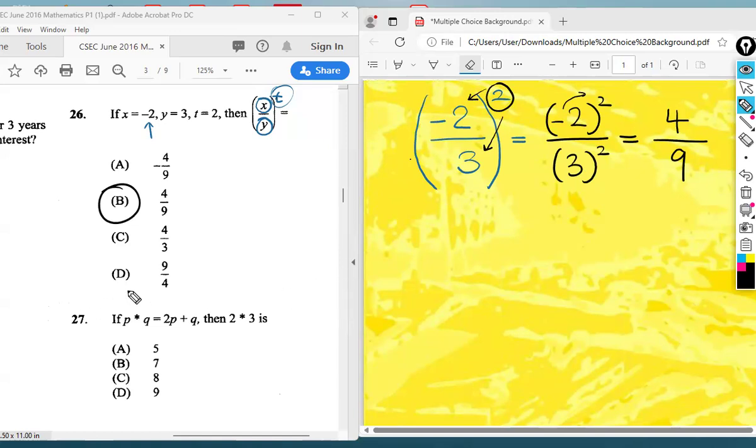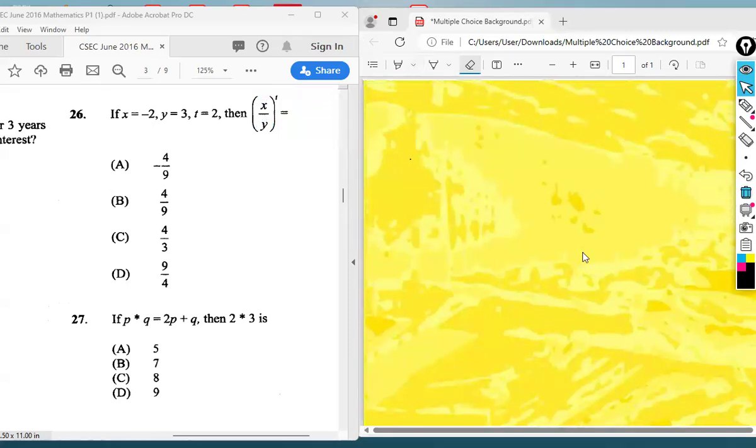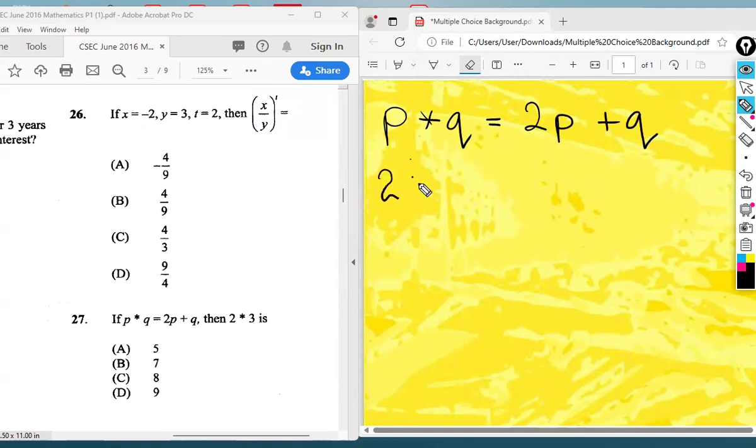Yeah, I'll give you some time on number 27. Number 27, you see how they have P asterisk Q? This is called binary operation. So that's the name of this topic. Don't worry, it's way simpler than you think. So they ask you to find 2 asterisk 3. But you're following the pattern. According to this, you see how we have P asterisk Q? P comes before the Q. They're just asking you to pretend P is 2 and Q is 3. That is literally all they're asking you to do.